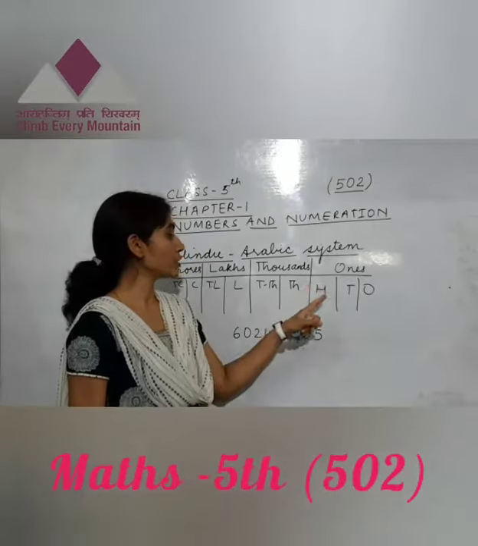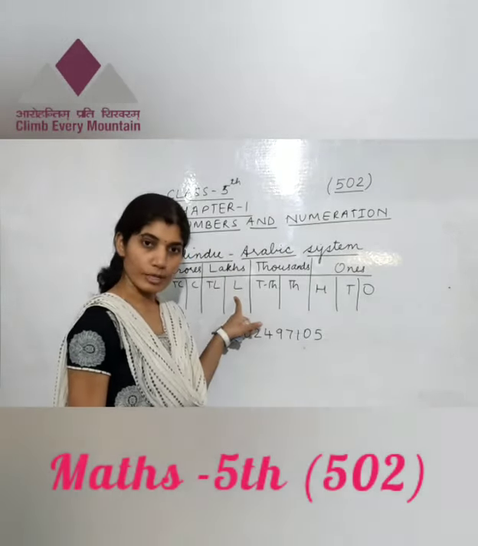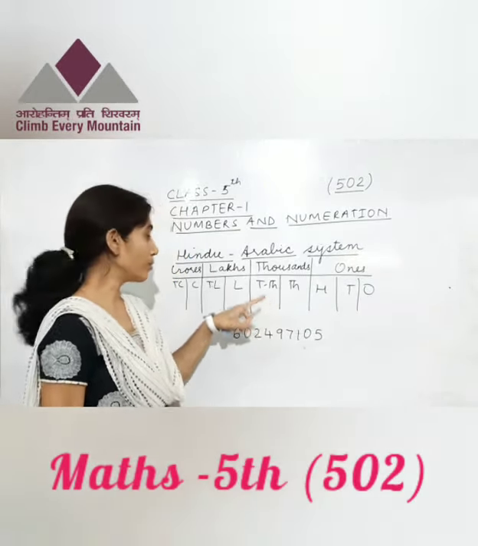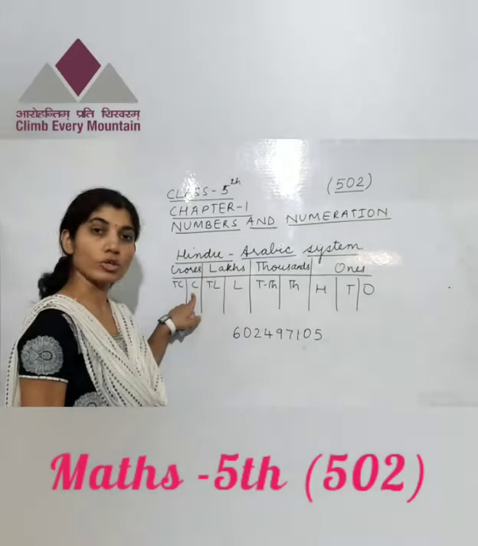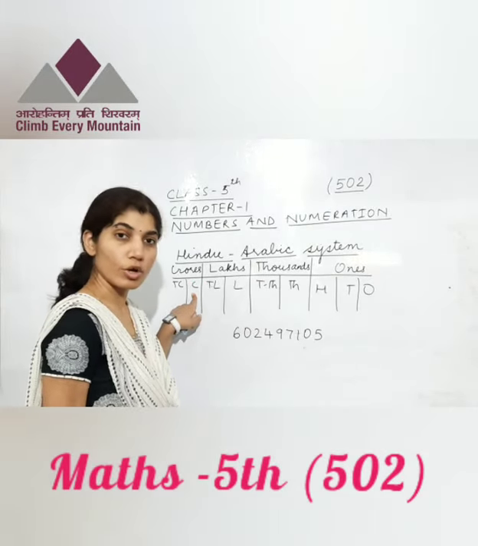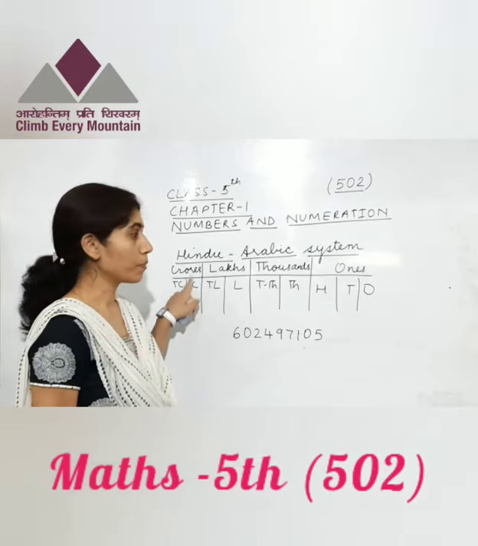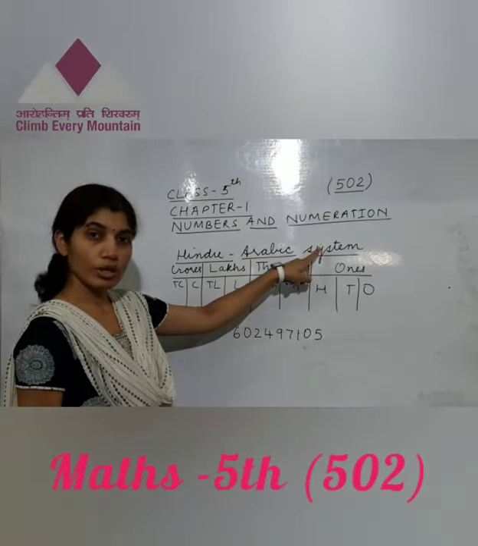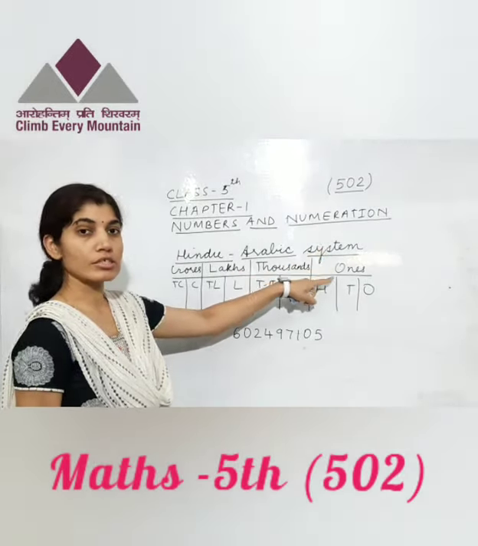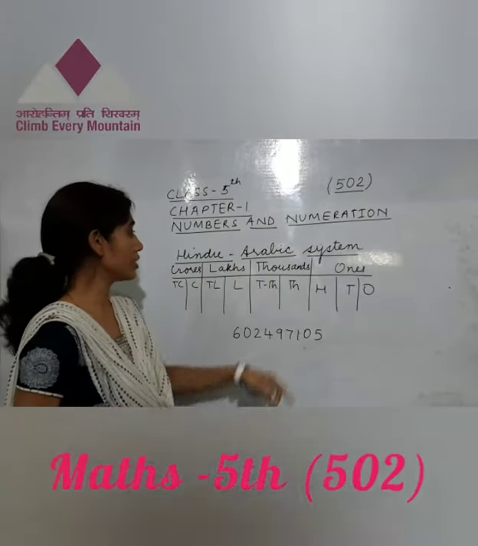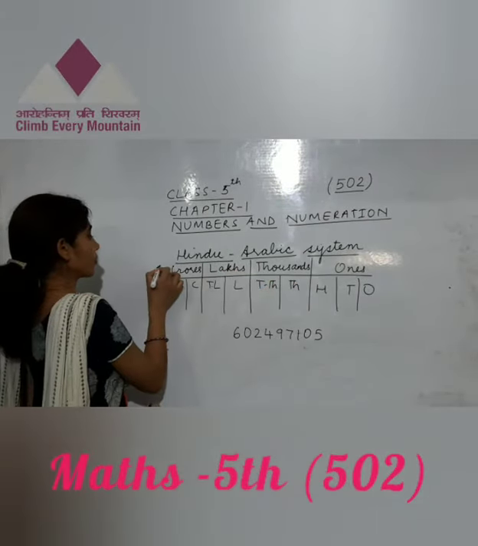But in class 4th, you studied only up to the lakhs period. And this year, one more period is introduced, that is the crores period. So let us once recall what we studied in the previous class. Okay? This is the Hindu-Arabic system. In this system we have 4 periods. These all are periods. Okay?